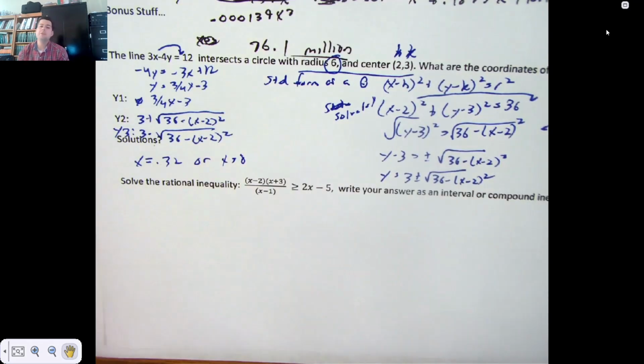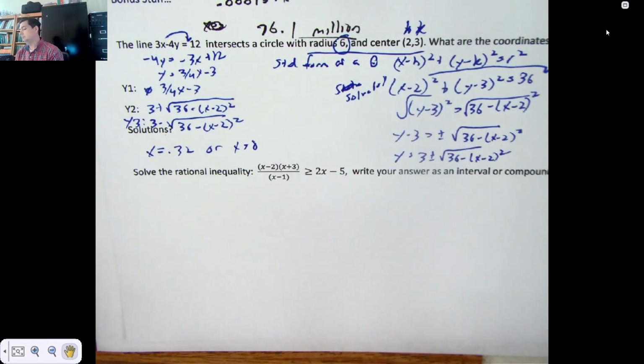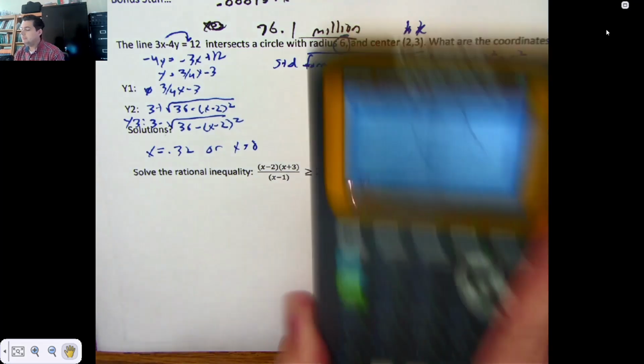Here you have a rational inequality. And these are doable in a calculator. They're not bad. They're great if the numbers are pretty, but these aren't going to be pretty.